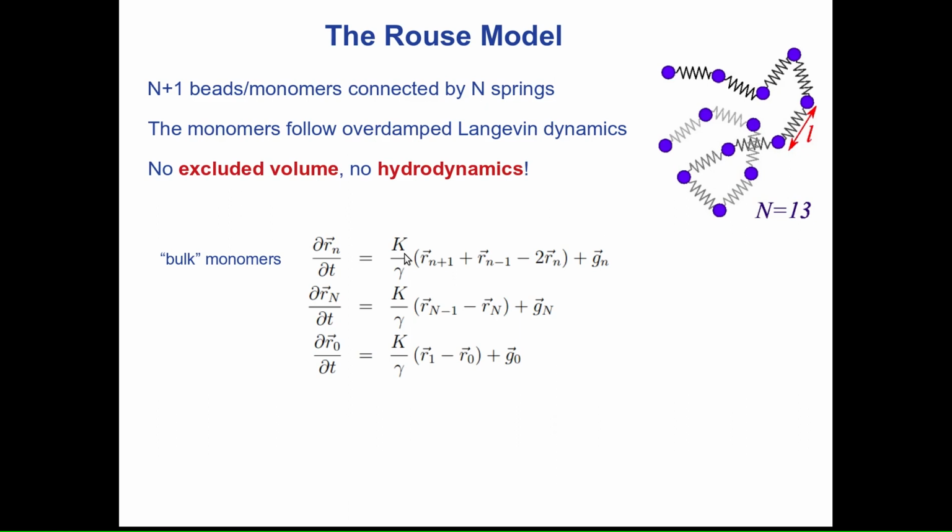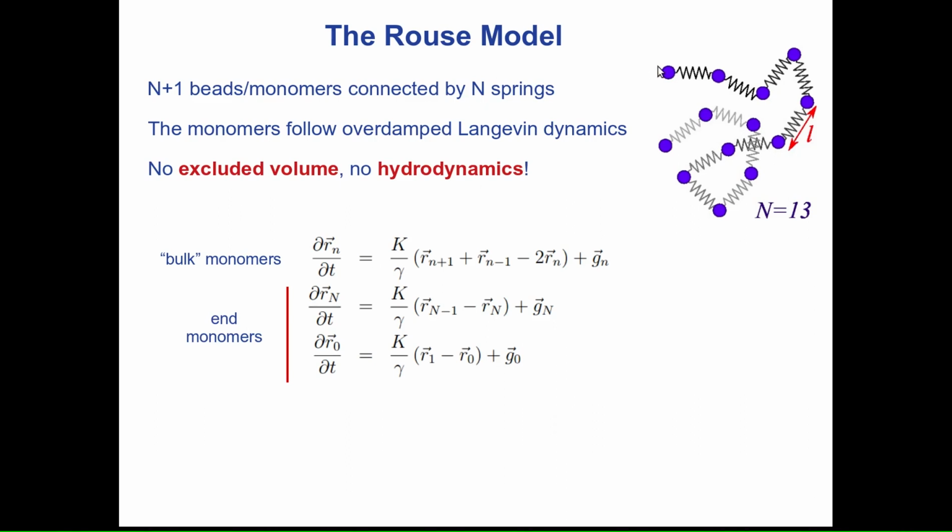All right, so this stretching, this elastic force, depends on the coordinates of the monomer itself and of the two neighboring monomers. And this is overdamped dynamics, so I normally have the friction coefficient on this side. I divide by gamma and I bring it on this side. Gamma is the friction coefficient per bead. All right, these are the bulk monomers.